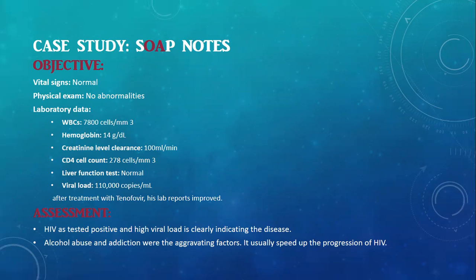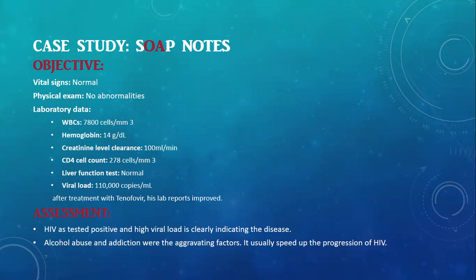And creatinine clearance is 100 ml per minute, which is also normal. CD4 cell count is 278 cells per cubic millimeter. That is the optimal time to start antiretroviral therapy. LFT is normal. Viral load is 110,000 copies per ml, which is above the aggravated limit. After treatment with tenofovir, his lab reports improved.